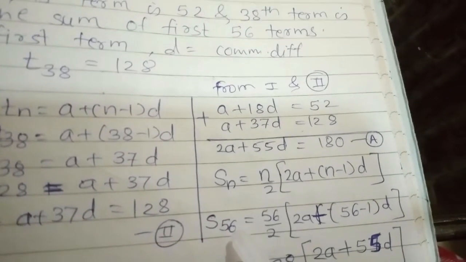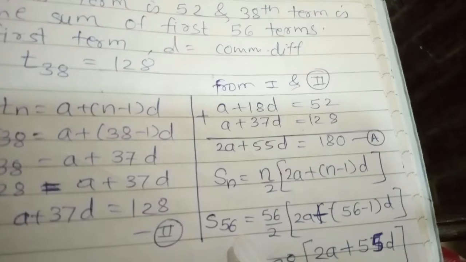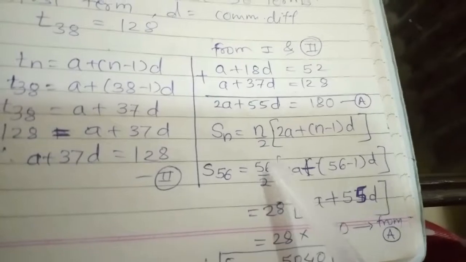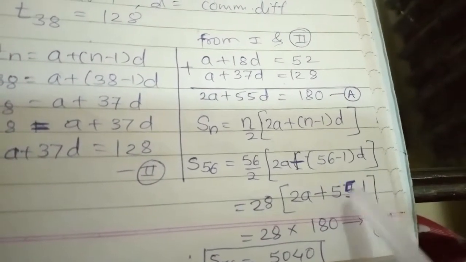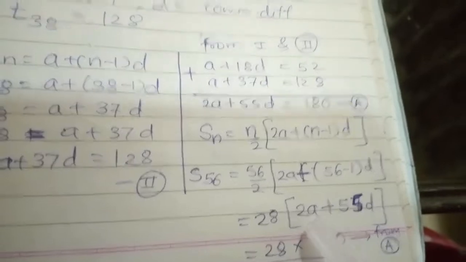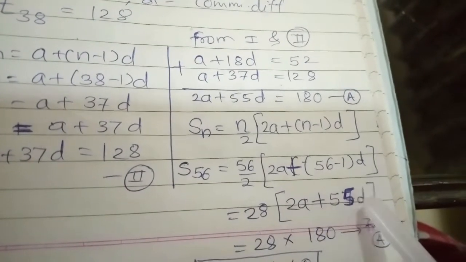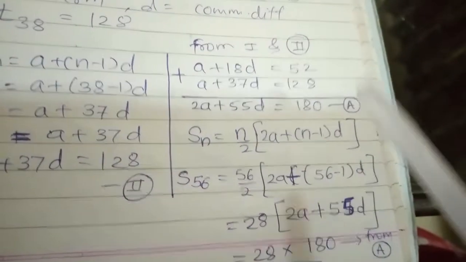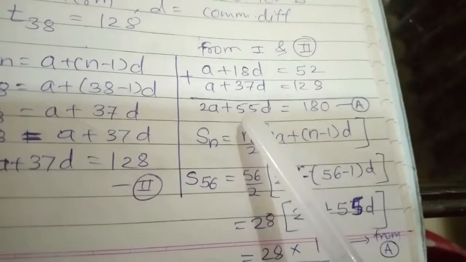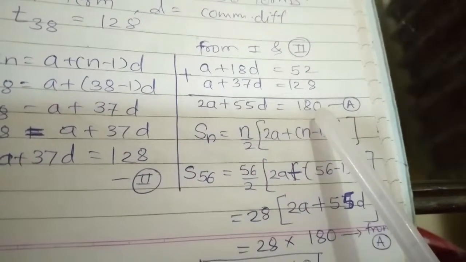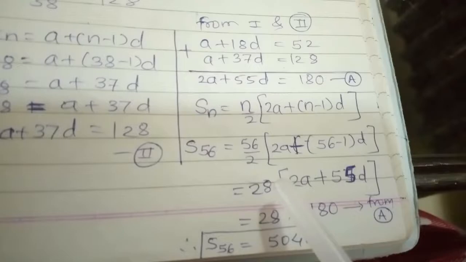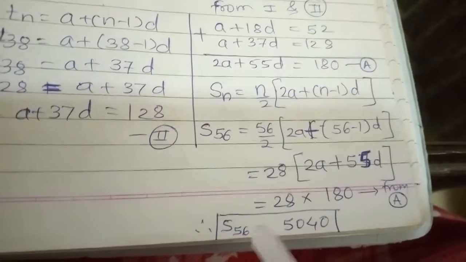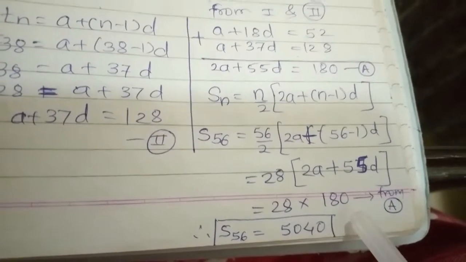So we have to find the sum of 56 terms. Here we write down 56 by 2, 2a plus 56 minus 1 into d. So here we get 28 into 2a plus 55d. Now observe this one. In the bracket we see the term 2a plus 55d, and the value of this term we already found in equation A. The value is 180. So we directly put down 180 here. So 28 into 180, we get the answer, that is 5040. Means the sum of 56 terms is 5040.